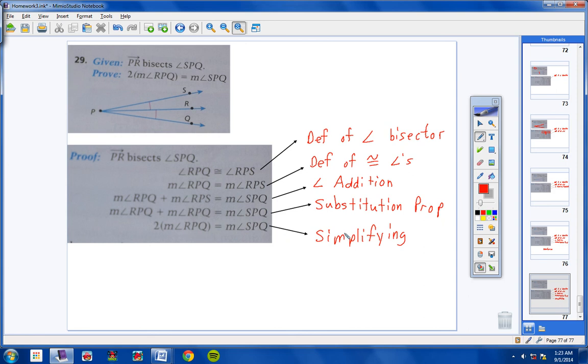Now, how do I know that I'm finished? Well, look, I have written here exactly what I was trying to prove, which is right here. So I know I'm done. And again, in this problem, they gave you the statements and you had to list the reasons.